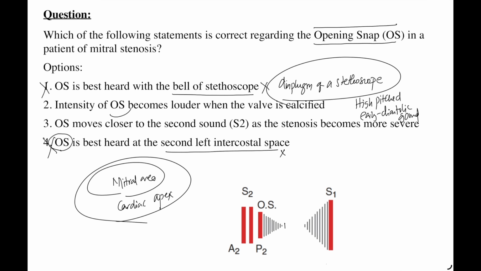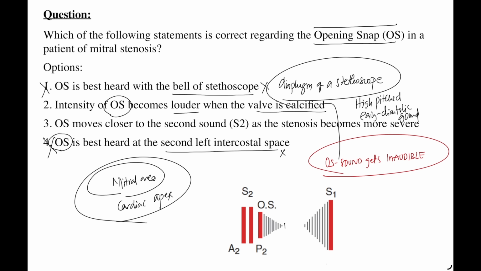Now option 2: intensity of the opening snap becomes louder when the wall is calcified. No, when the wall gets calcified, it will not make enough sound. So when the wall gets calcified, the opening snap becomes inaudible. This is the statement given in Davidson. If the mitral wall gets calcified, the opening snap, which is heard early in diastole after the P2 component that you see here, fades away because of the calcification of the wall. That's why you cannot hear it. So this is also wrong.